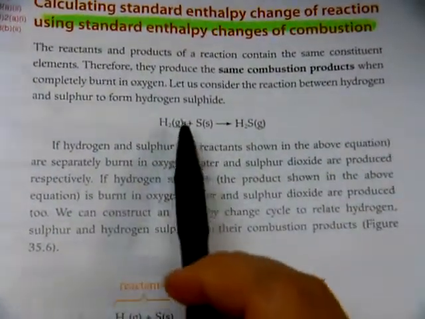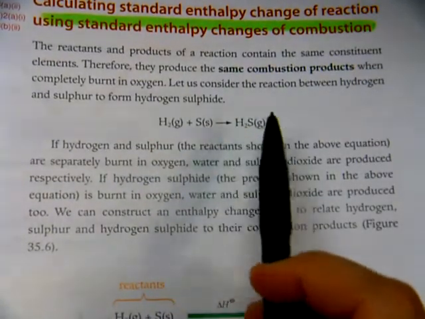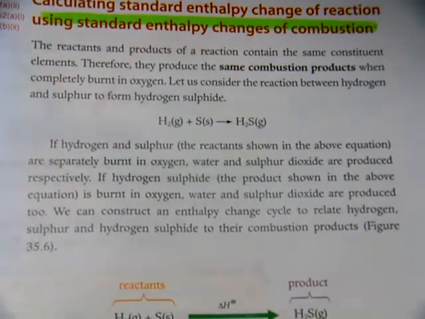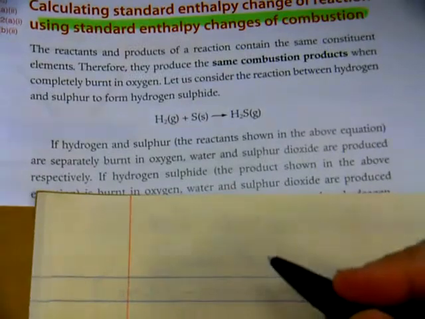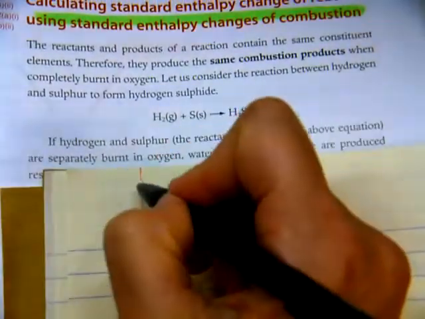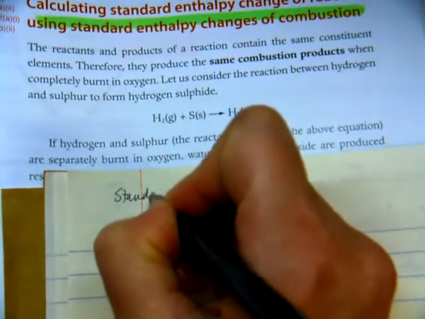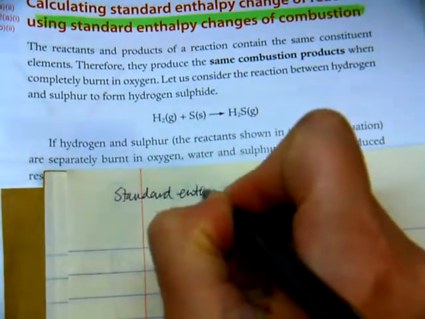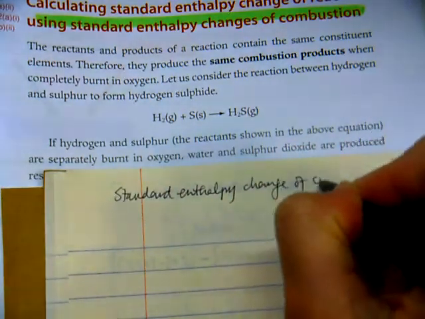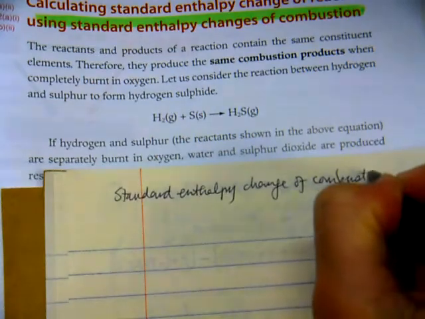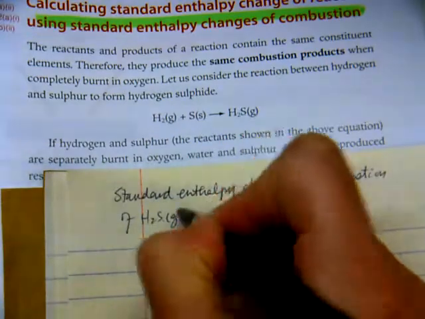Here we have a reaction. H2 reacts with sulfur to form H2S. And then their combustion data are given. First of all, can you tell me what is the definition of combustion? For example, what is the meaning of standard enthalpy change of combustion of H2S? Do you remember what is its definition?